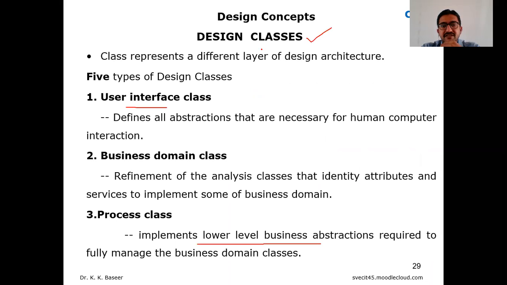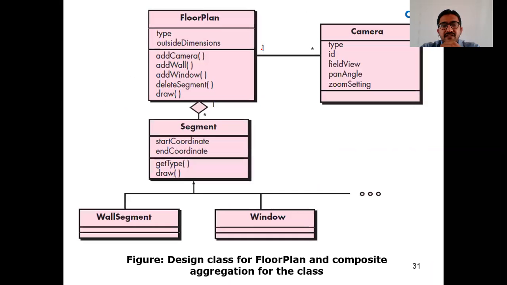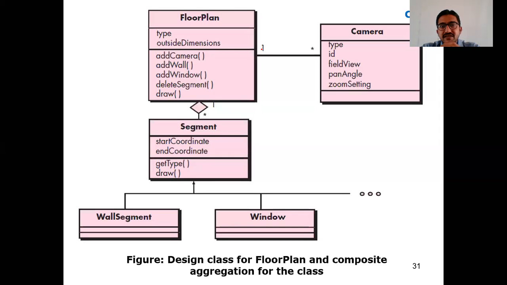So these are the 5 different design classes for representation of design architecture. One is the user interface class, second the business domain class, third the process class, fourth the persistence class, and fifth the system class. And as a summary of this total concept, here is one best example for design classes.